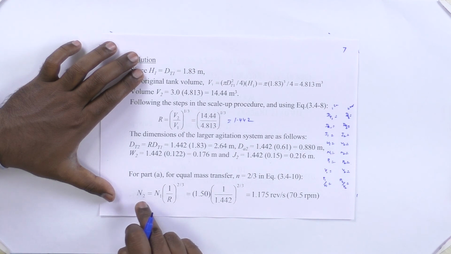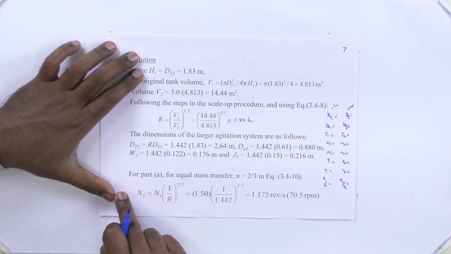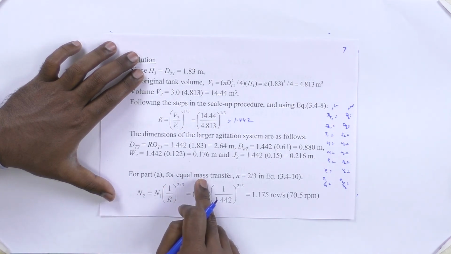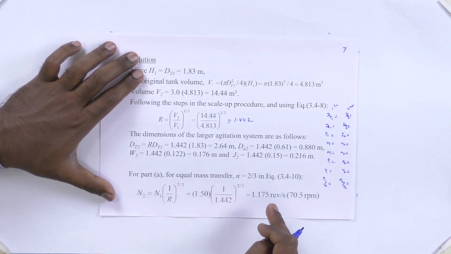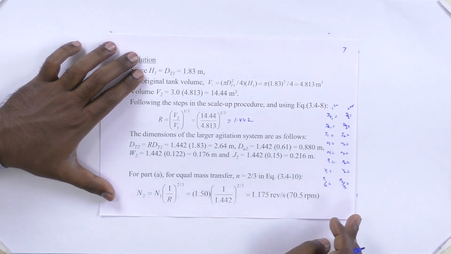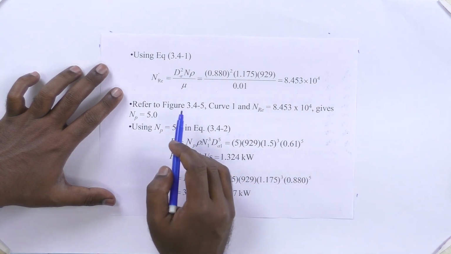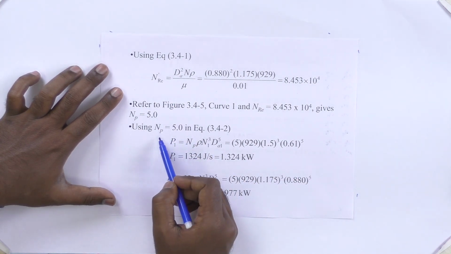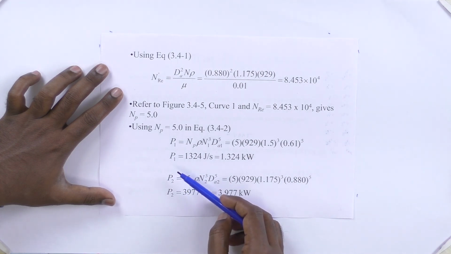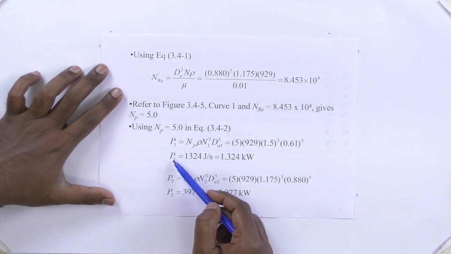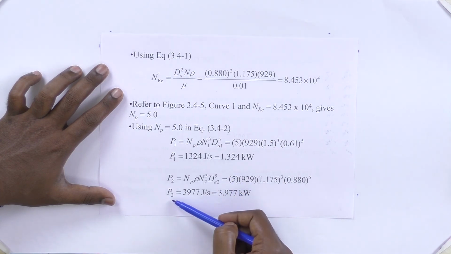And similarly for agitation speed, as I told you, the n value you need to substitute is based on the expectation that you are following. For equal mass transfer, your value is going to be 2 by 3. This is what you are going to substitute, and when you substitute, you are going to get 1.175 revolutions per second. Using this, you are going to calculate the Reynolds number and then the power number, and after calculating the power number, like the previous problem, you are going to calculate the total power required. Similarly, you need to follow it for the second vessel.